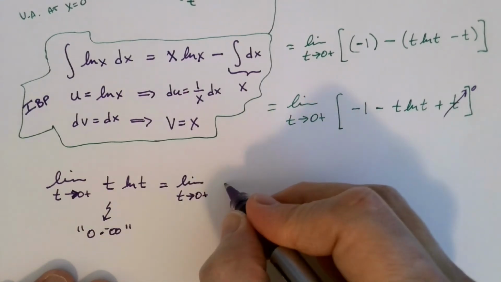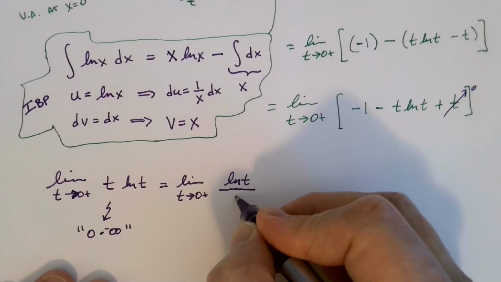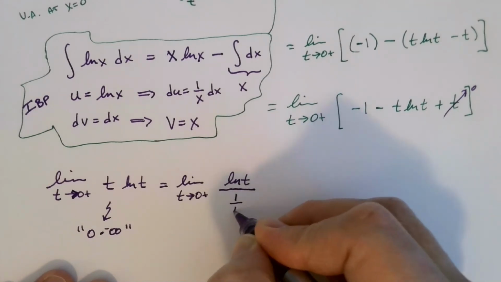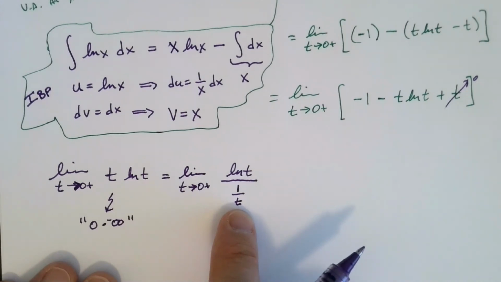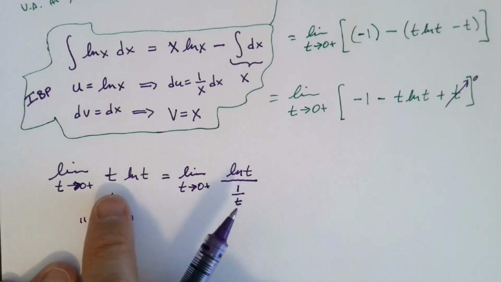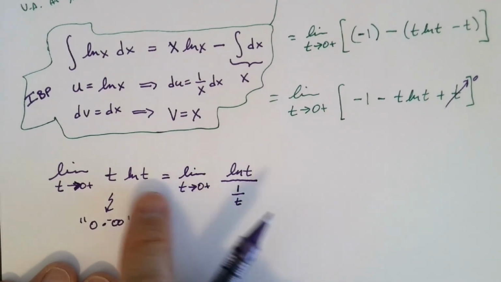The way to do that is I'm going to write this as the natural log of t divided by the reciprocal of t. Right? If I divide by 1 over t, that's the same thing as multiplying by t. These two expressions are the same.